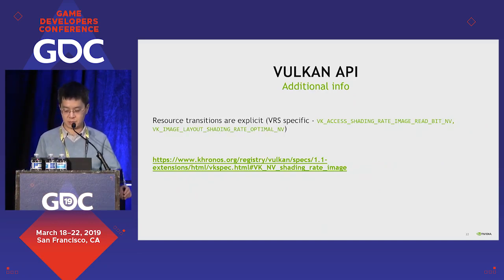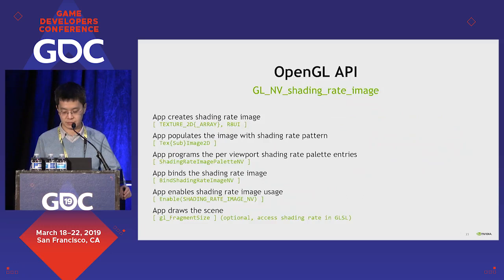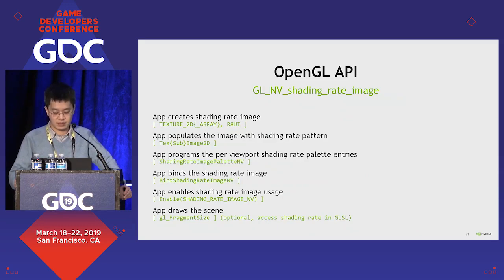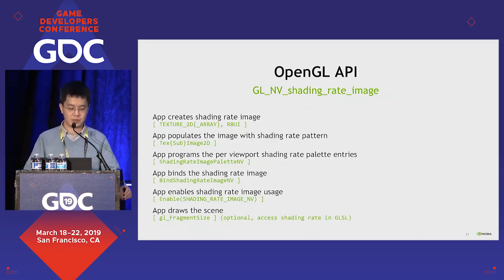So an image memory barrier has to be used to set the correct access bits and the layout bits for the image to be bound as a shading rate resource. The details can be found in the spec. And again, using VRS in OpenGL is very similar to DX11 or Vulkan. You don't need to set the special bit or the resource layout. The driver takes care of it.